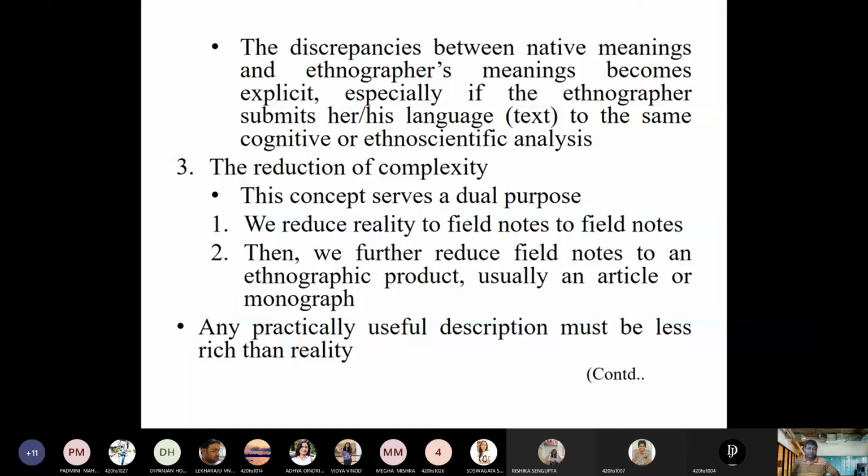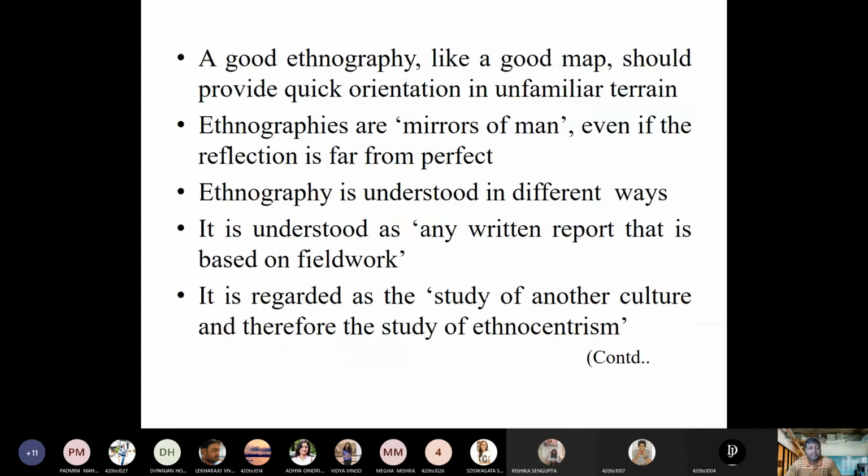Any practically useful description must be less rich than reality. So you have to look into the reality, and the things which are practically useful should be given emphasis. A good ethnography, like a good map, should provide quick orientation in unfamiliar terrains. So if you are giving a very good ethnographic report, it is just like a good map.